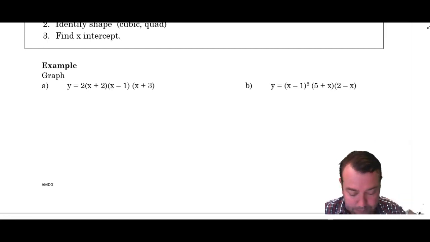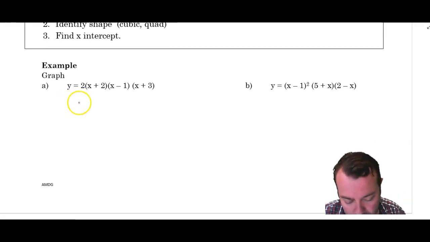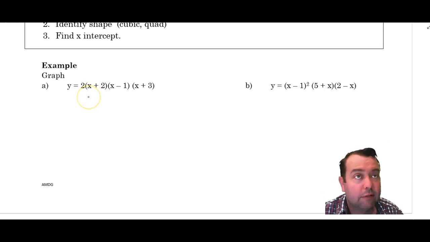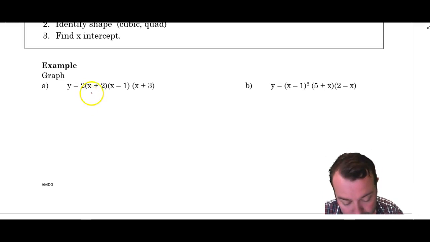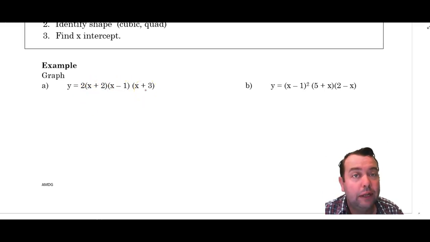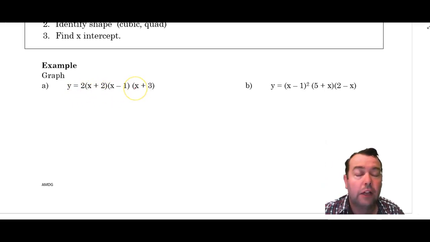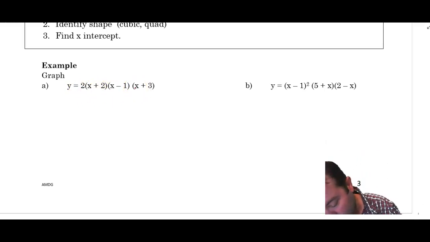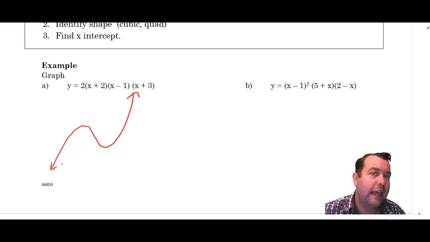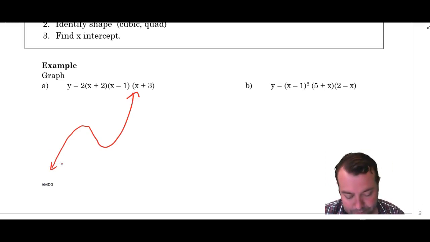First of all, I have a polynomial here, y equals 2(x + 2)(x - 1)(x + 3). Now, first of all, the degree of this polynomial, x by x by x, will be third order. It is a cubic, and that's a positive leading term, so it's going to be positive. So my general shape is going to look like this. If I can give you some advice, draw your curve first, draw the axes in later to match the intercepts.